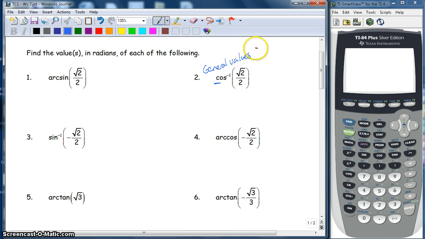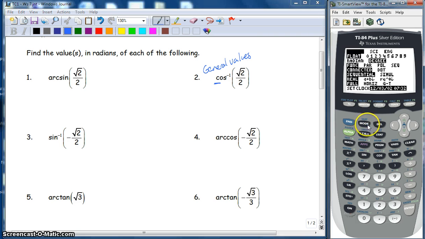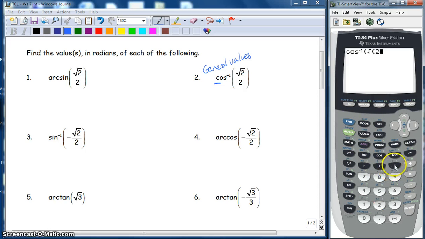Okay, so to do this in the calculator, you need to first look at your mode, make sure it's in radians, which mine is not, so I will fix that right now. And then it says do cosine inverse of root 2 over 2, so that is what we will do. So I'm going to do second cosine, which is cosine inverse of square root of 2 over 2.